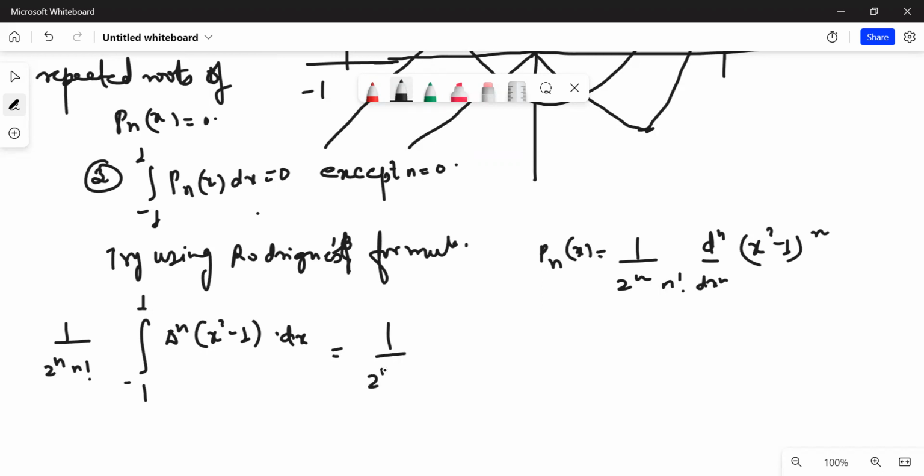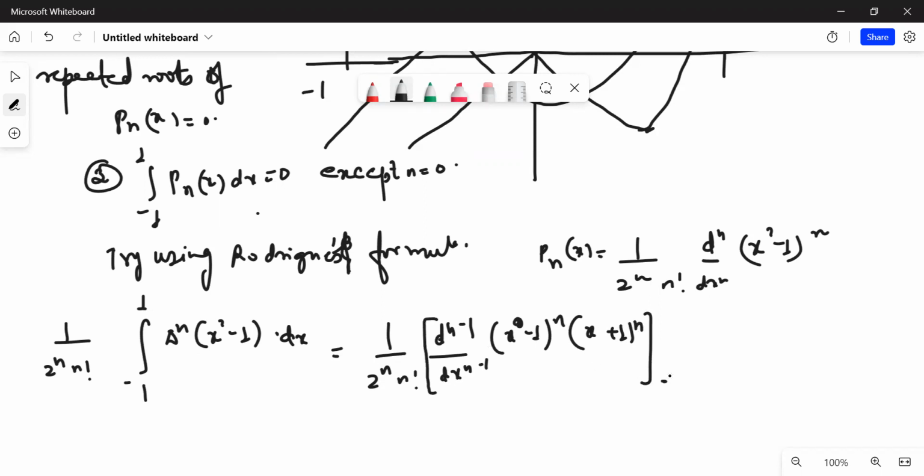So this will be like 1 upon 2ⁿ n!. This will be equivalent to writing, if I integrate this, dⁿ⁻¹/dxⁿ⁻¹ of (x² − 1)ⁿ, or I'll write (x − 1)ⁿ (x + 1)ⁿ, from -1 to +1. Is that clear? Yes, sir. Okay, and here is the power n, and if I differentiate it n − 1 times, obviously there would be a residual factor of (x − 1). So if I differentiate this and don't differentiate that, obviously at x equal to 1 this will go to 0, and at x equal to -1 this will go to 0.